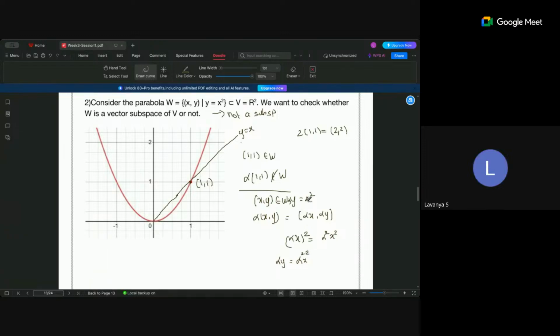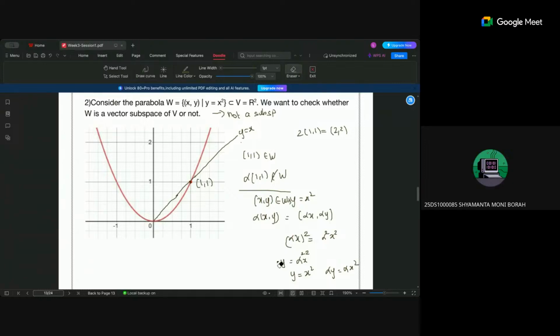It should be alpha square x square only, right? So what am I missing here? Alpha y will be alpha square x square, right? Your alpha y should be alpha square x square. But is it the case here? You know that y is equal to x square. So alpha y is simply alpha x square.